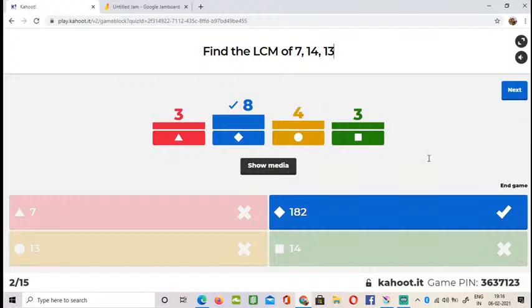So 13 is a prime number, so you'll have to multiply 14 and 13. So you get the answer 182. This is so easy. No problem, you can try in the next question.